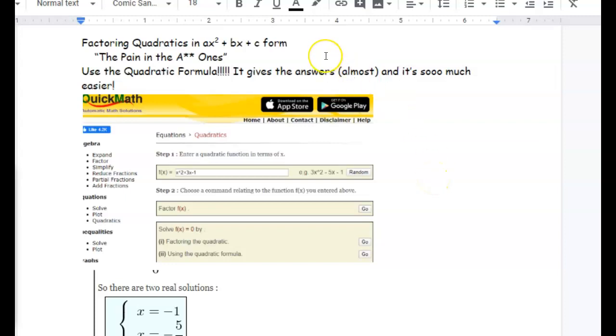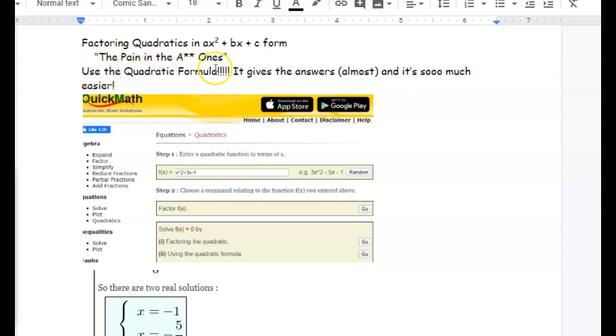All right, this lesson is all about the other type of factoring quadratics, ax squared plus bx plus c form. For those of you who have done this, I like to call these the pain in the ones. It's some ridiculous method that you have to know how to do, and it takes up 17 sheets of paper. So anyway, let's not do it that way.